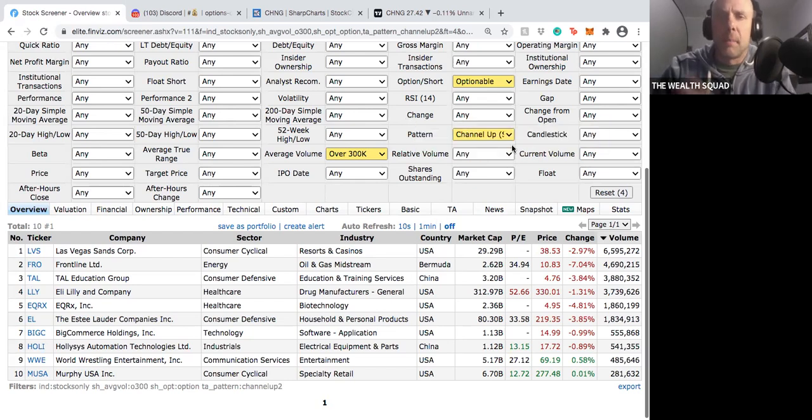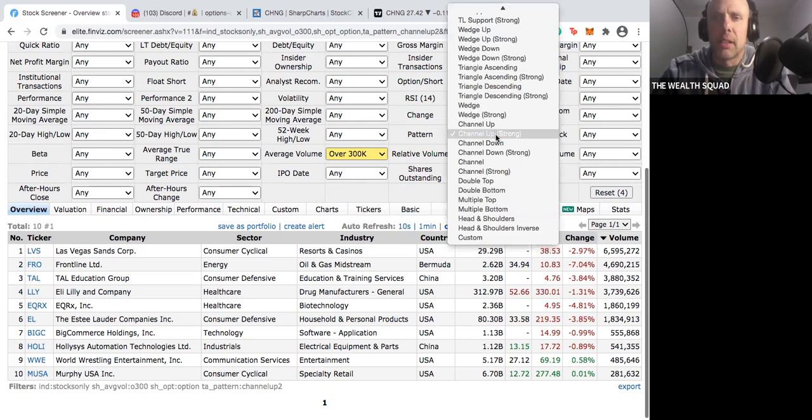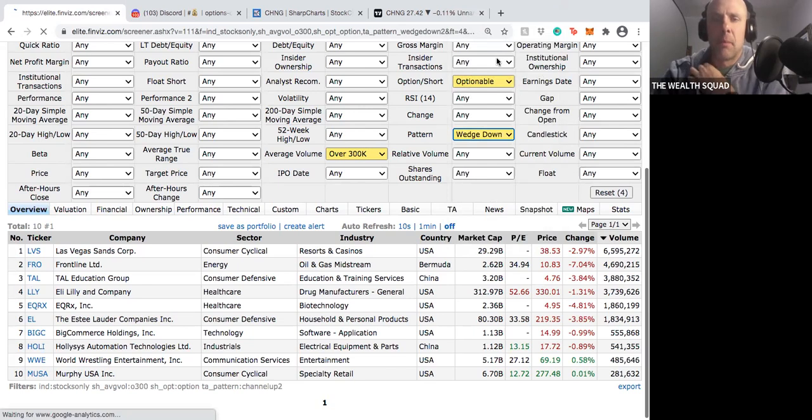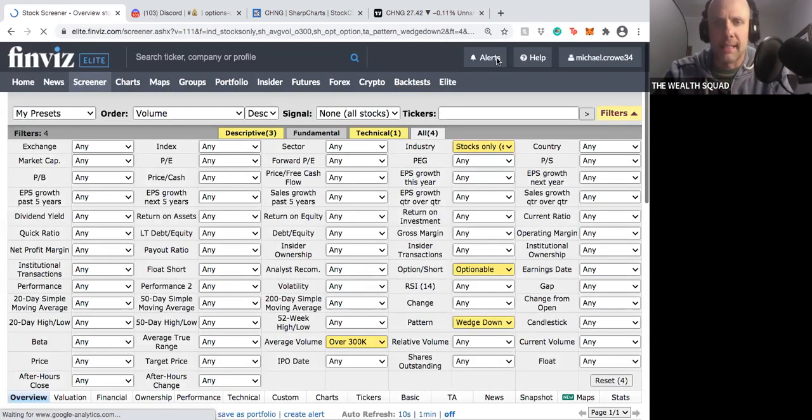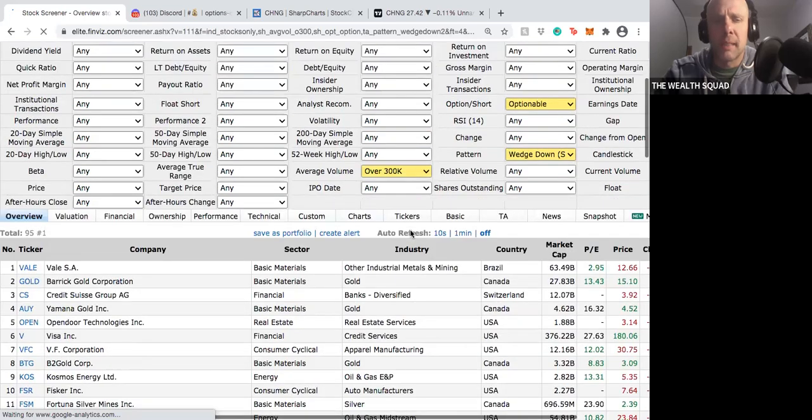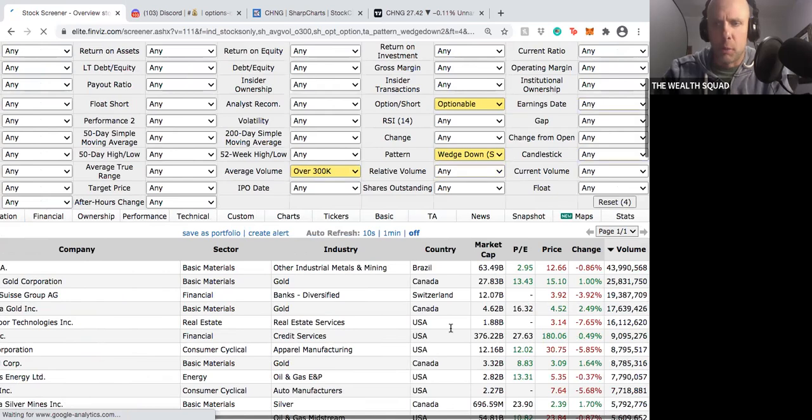So this is just some examples to the upside, right? So let's look at some to the downside, right? We'll go to wedge down. And when it's going to the wedge down, what happens? It's a breakout to the upside, potentially. That's the idea. Doesn't always happen. There are false breakouts, but there's possibilities.